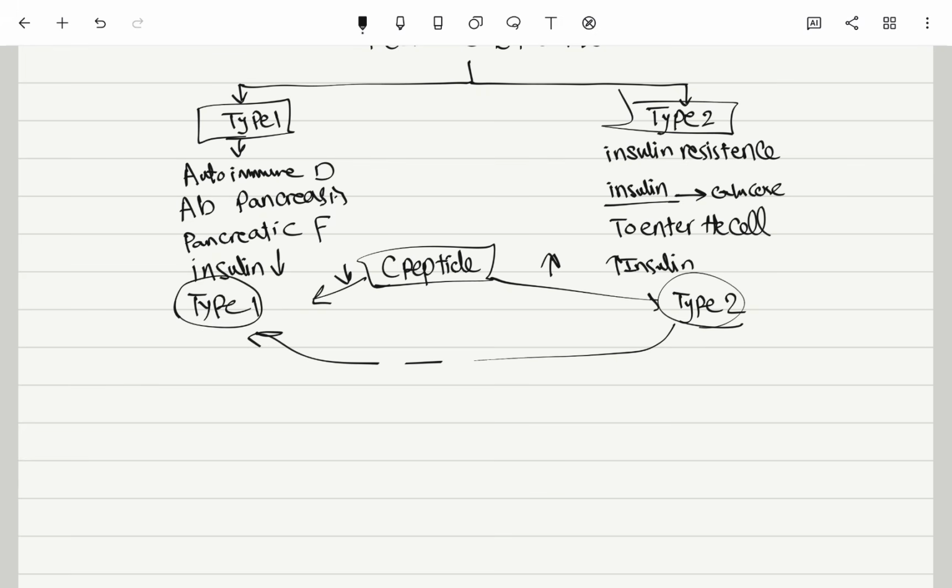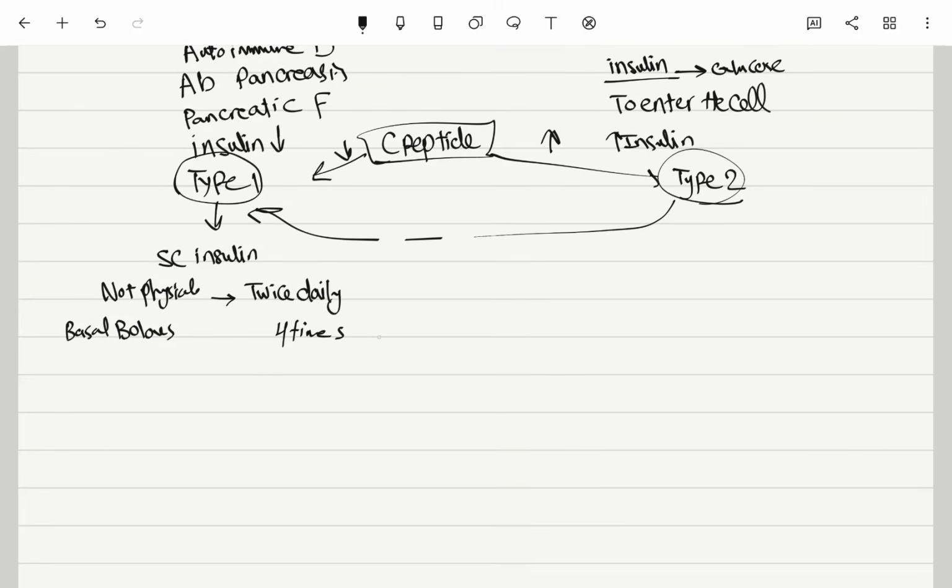So the treatment of type 1 is mainly by giving subcutaneous insulin. It can be twice daily, but it is not physiological. Or 4 times daily by a technique called basal bolus, which is more physiological.